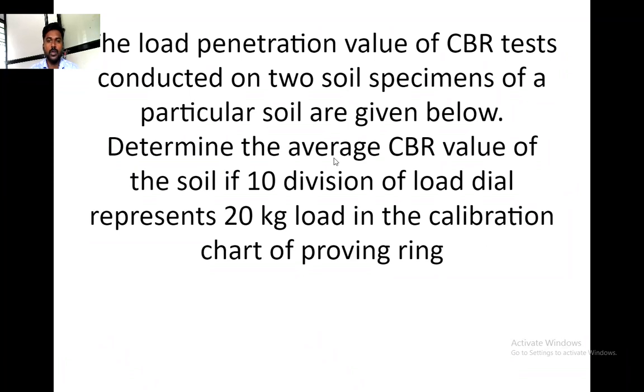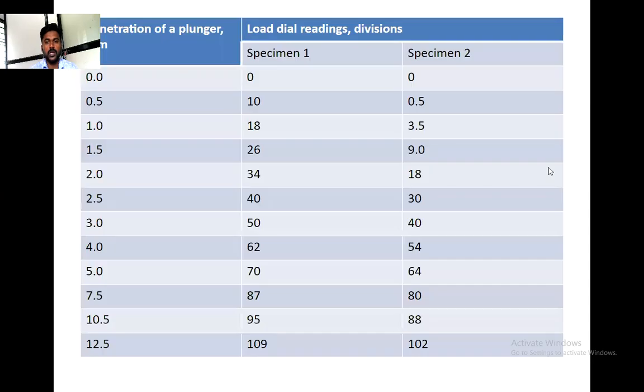Then they have given one example of how to do the calculations. To know the calculation, one example is given here. Determine the average CBR value for the soil if the 10 division load dial represents 20 kg in the calibration chart of the proving ring. Then suppose for 0 mm penetration, we have kept the two specimens, which show the readings as 0, 0.